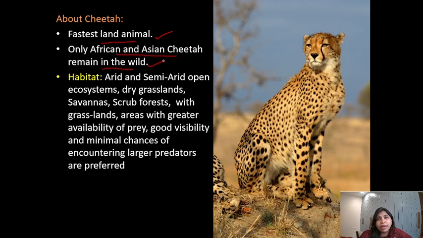So what is their habitat? They were open ecosystems. So what type of open ecosystems? Arid and semi-arid regions, where we have dry grasslands and scrub forest. So we have greater visibility and minimal chances of encountering large predators. But which are the animals that hunt these cheetahs? They were majorly leopards and tigers.